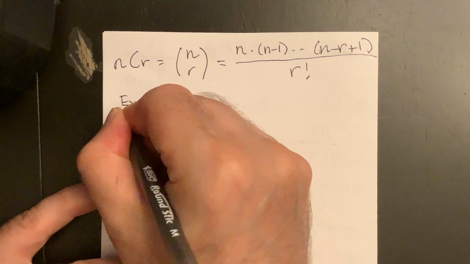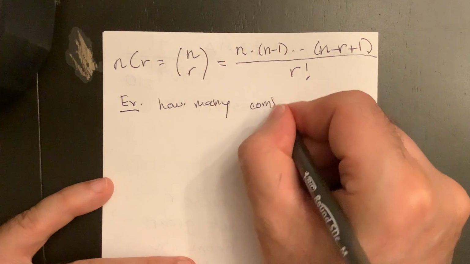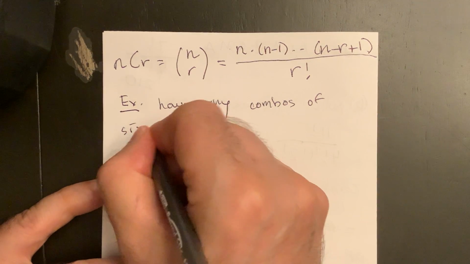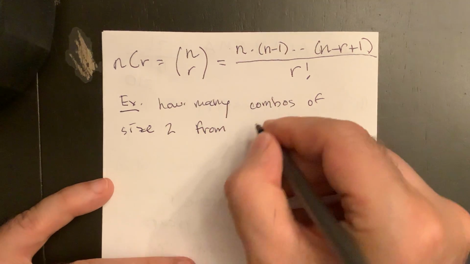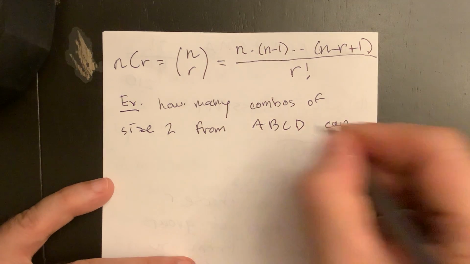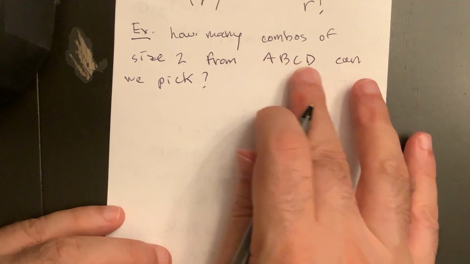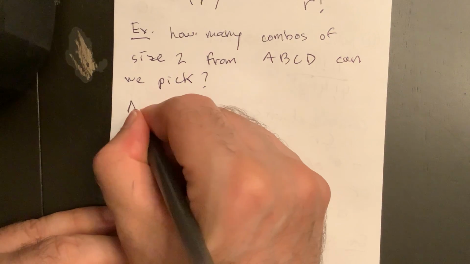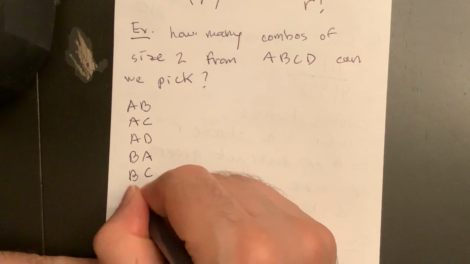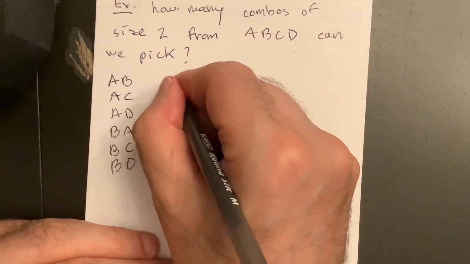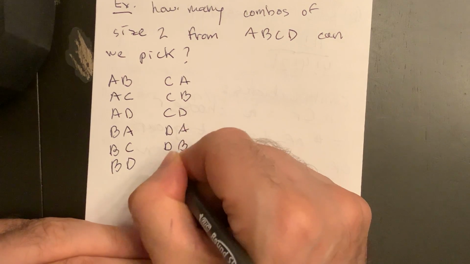So for example, suppose we have, let's say, how many combos, groups of size 2 from the letters A, B, C, D can we pick? Okay, well, I start with how many ways I can pick the first 2 from A, B, C, D. So notice I could have AB, AC, AD, BA, BC, BD, CA, CB, CD, DA, DB, DC.